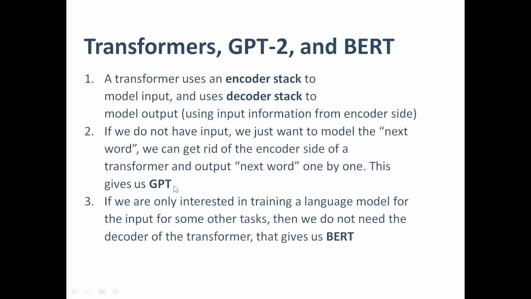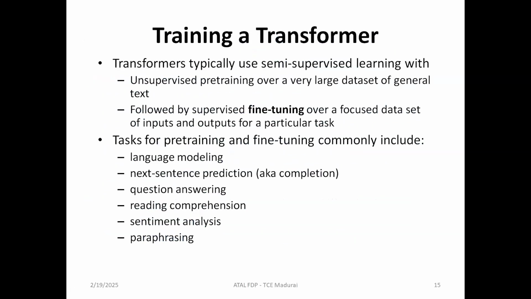So this will give us the ChatGPT. If you are only interested in training the language model for the input for some other task, we do not need the decoder of the transformer. This gives us BERT. So if you start developing a medical ChatGPT, you need to ensure: are you going to add the history, or are you going to make use of only the decoder part? Based upon the requirement, you can make use of this model.